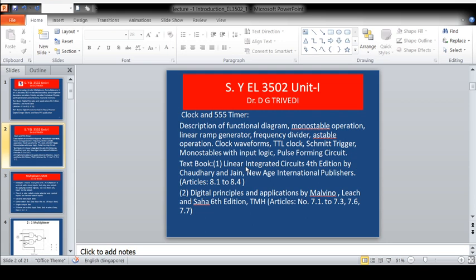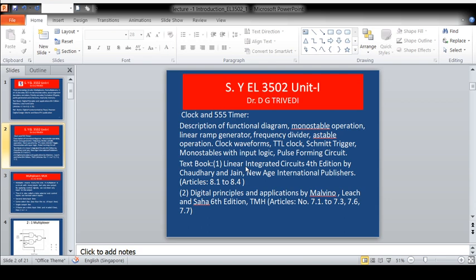It is occurring at regular intervals of time, and hence you can say that it is the clock which is synchronizing the digital system. So how this clock is going to be produced, how it is going to be utilized in the digital system, etc., you are going to study over here.